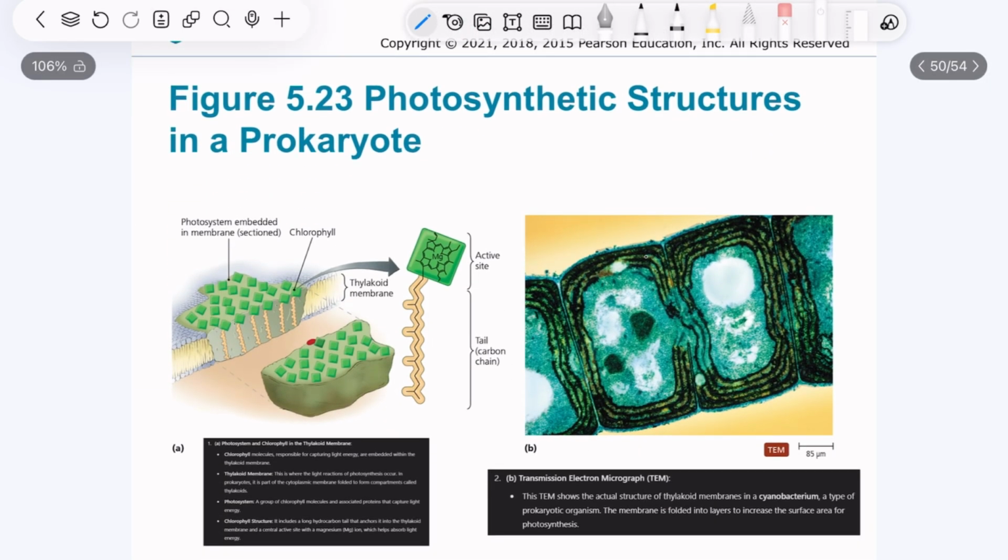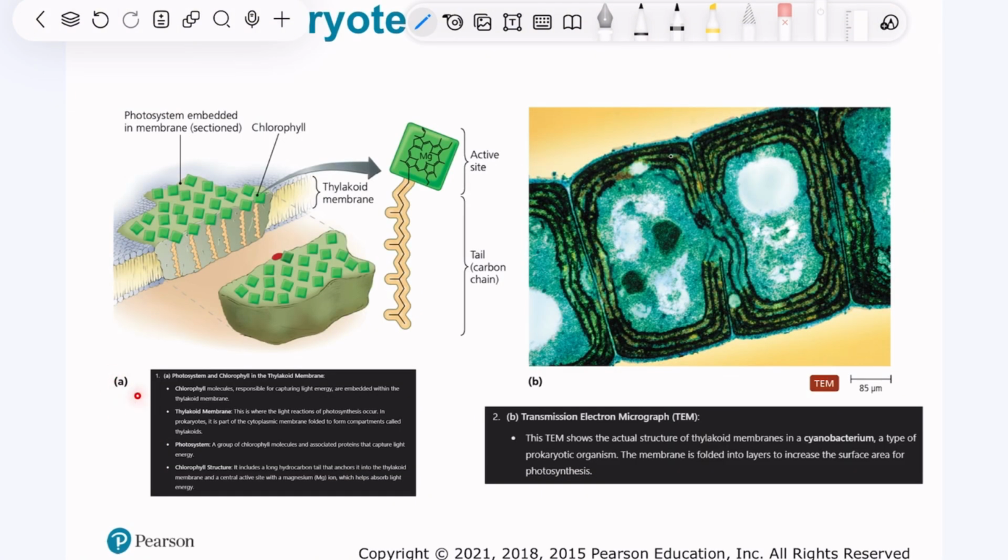So here's an image of a photosynthetic structure in a prokaryote. Image A shows a photosystem and chlorophyll in the thylakoid membrane. So we look at the chlorophyll. The chlorophyll molecules are responsible for capturing light energy and are embedded within the thylakoid membrane. The thylakoid membrane is where the light reactions of photosynthesis occur. In prokaryotes, it is part of the cytoplasmic membrane folded to form compartments called thylakoids. The photosystem is a group of chlorophyll molecules and associated proteins that capture light energy.